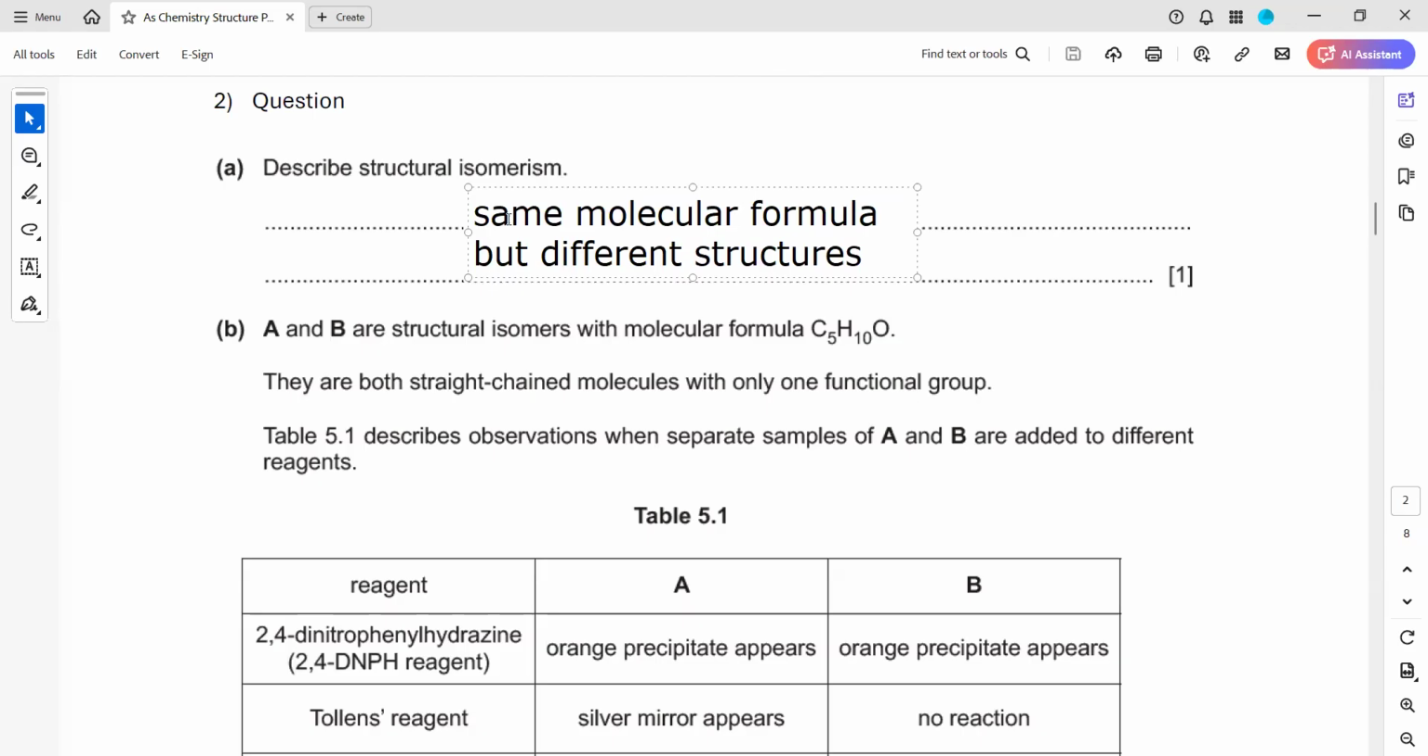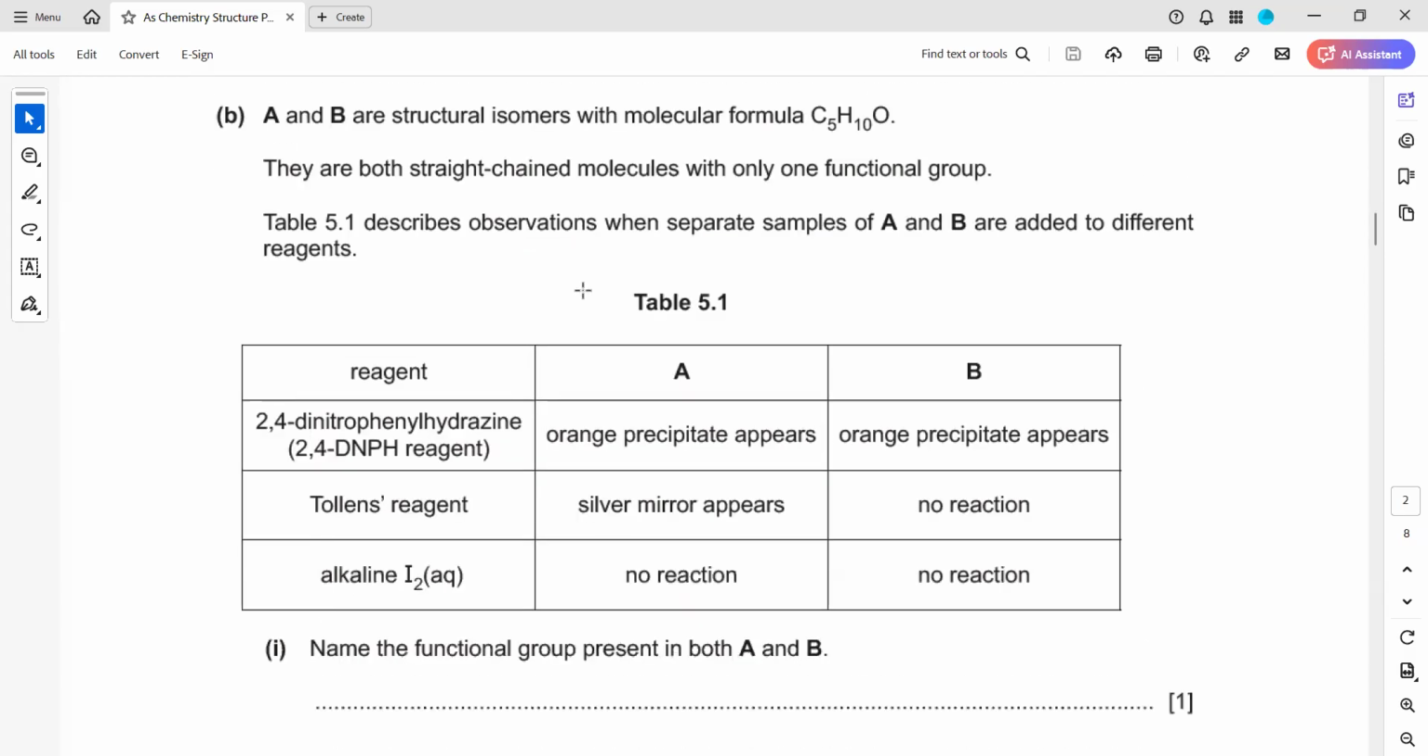The next: A and B are structural isomers. So when we say structural isomers, they have different structures. Both are straight chain molecules with only one functional group present. Now describe the observations in table 5.1 when separate samples of A and B were added to different reagents.